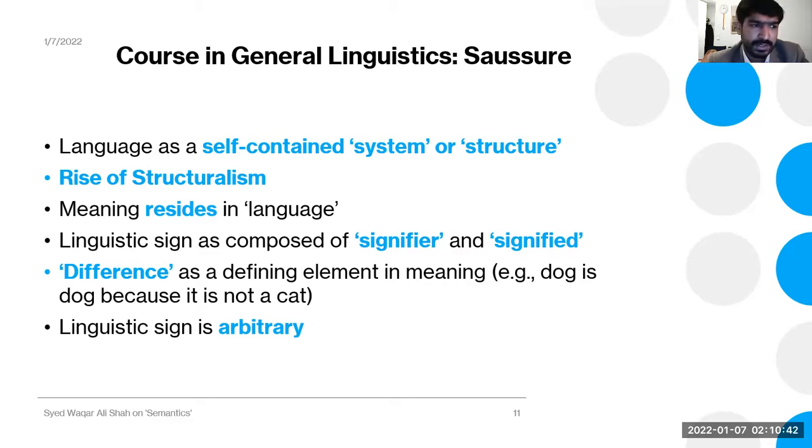We call it dog because there is a dogness in the dog. We call cat a cat because there is a catness in the cat. So there was a natural connection in Plato's tradition, and this is where Saussure deviates himself from this natural tendency in language, but he believed that it is completely a conventionalization.